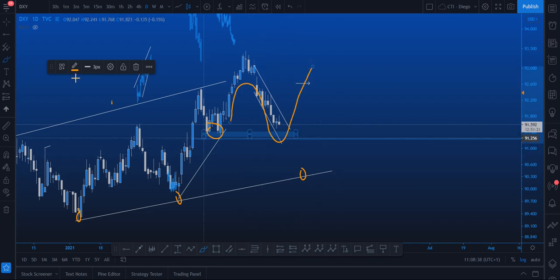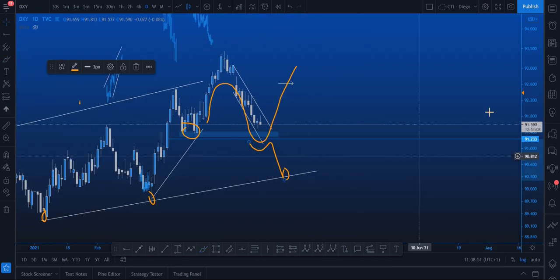So I'm likely anticipating a potential rally and a stop hunt, but I'm also prepared for a break and retest. Whichever comes, I'll be taking it most likely on the Euro USD. So this is the game plan for DXY.